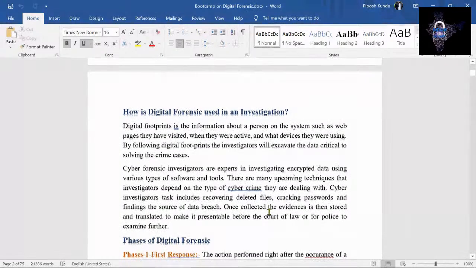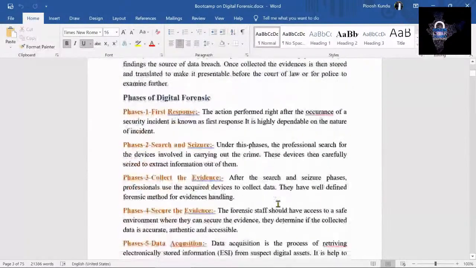Now, the phases of digital forensics. What are the phases included in digital forensics? Phase one is the first response, that is the action performed right after the occurrence of the security incident. That is the first response. It is highly dependent on the nature of the incident that occurred.